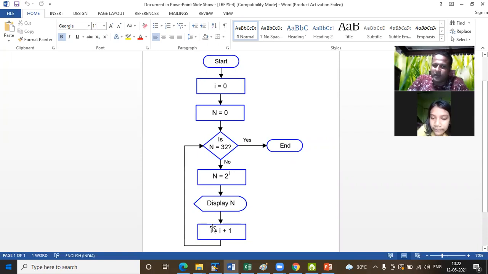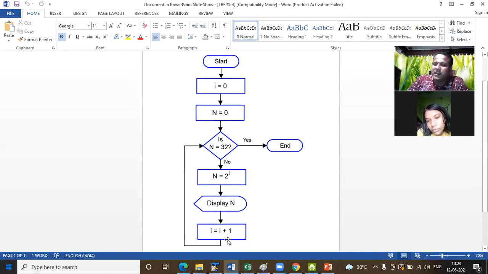It displays 1. Now I is equal to I plus 1. So 0 plus 1 is 1. Is 1 equal to 32? No. So n is equal to 2 to the power 1, which is 2. So it displays 2. I is now incremented to 1 plus 1, 2. Now n value is 2. Is 2 equal to 32? No. So 2 to the power 2 is 4.